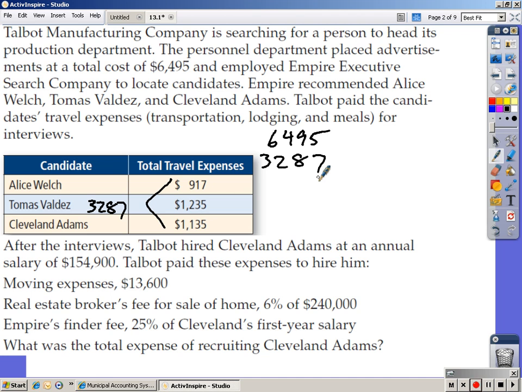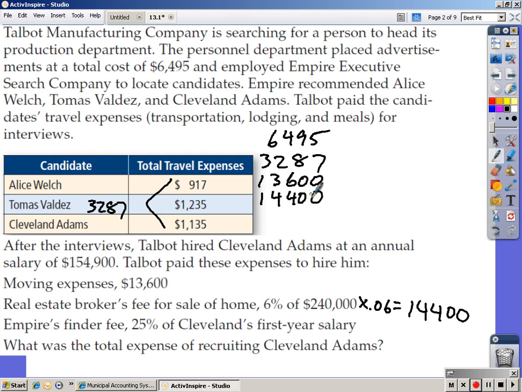Now, coming down the page, it says, after the interview, Talbot hired Cleveland Adams at an annual salary of $154,900. We don't use that yet, but we will. Talbot paid these expenses to hire him. Moving expenses of $13,600. Okay, they paid the moving expenses. Add that in. All right. They paid a real estate broker's fee for the sale of the home, which was $240,000 times 6%. Okay, so 240,000 times 0.06. Okay, they paid $14,400 to the real estate broker.